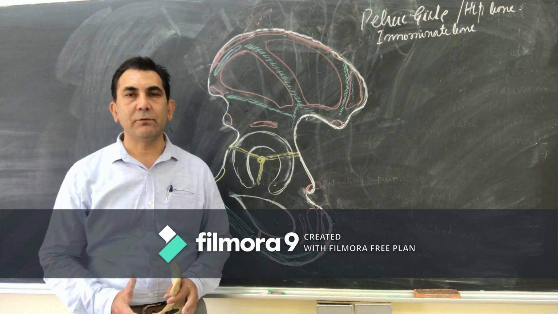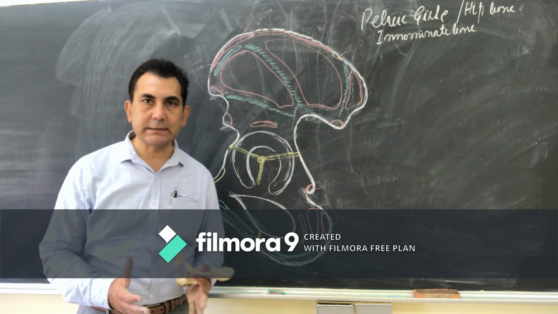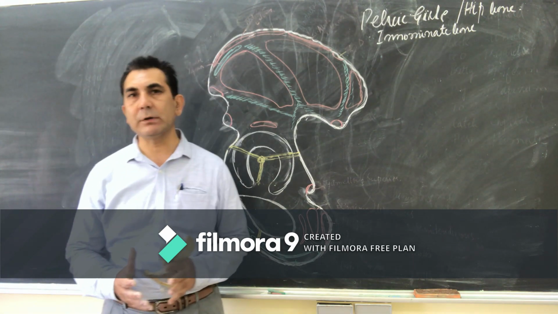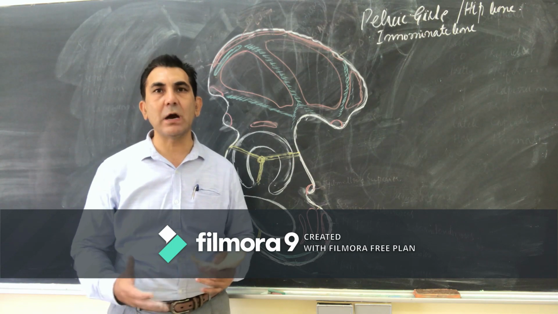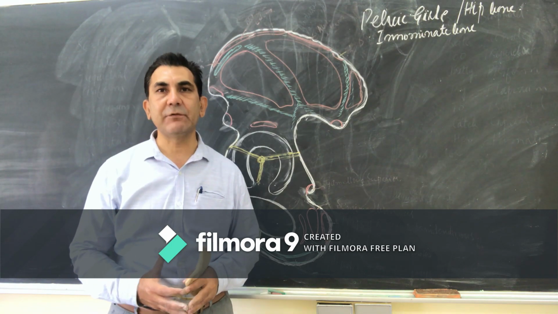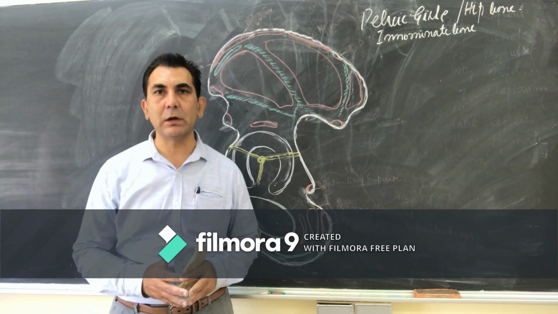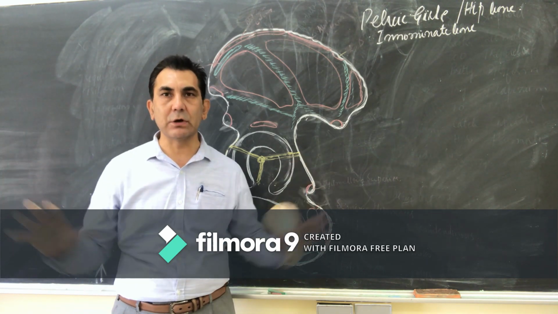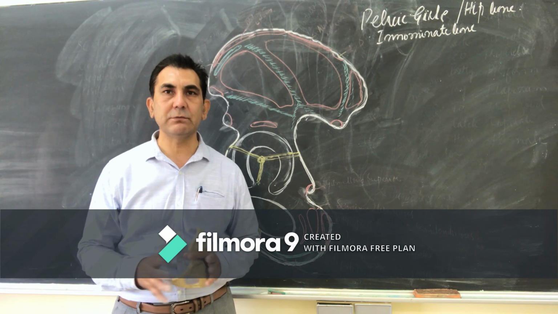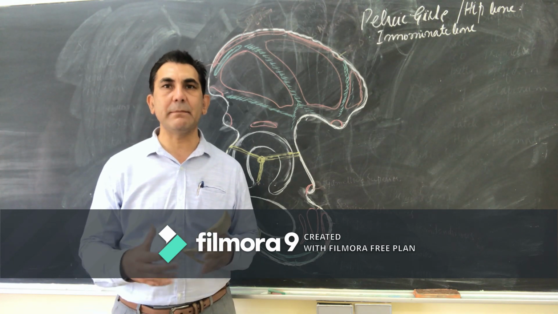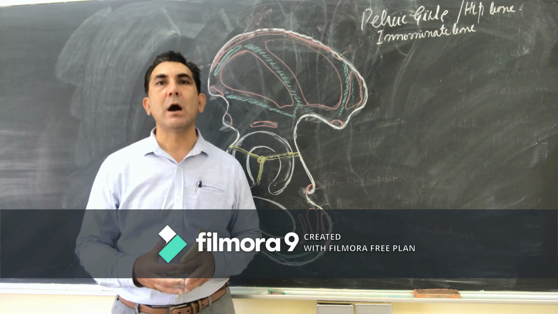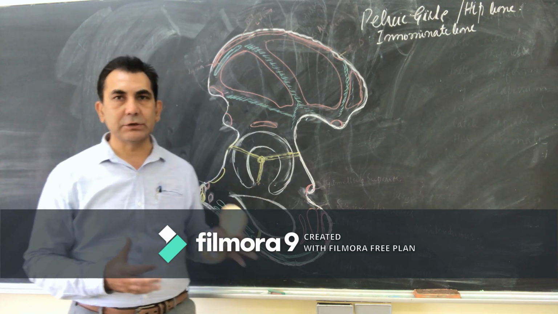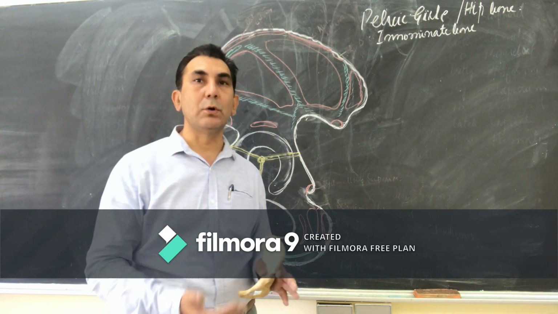In the anatomy lecture series, today is lecture number 10. In this lecture we will start learning the different bones involved in making the lower limb. We covered all the bones that take part in the structure of the upper limb. Now today we will start the lower limb.